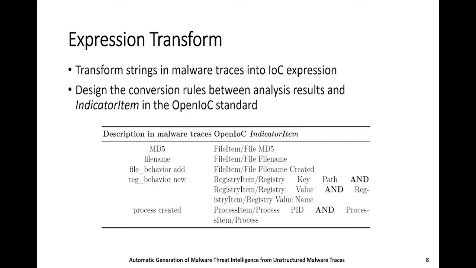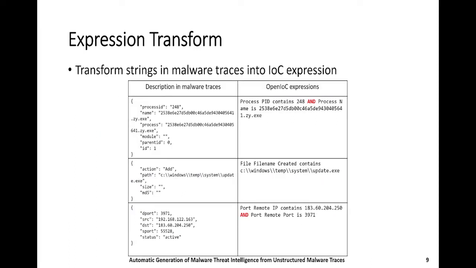In order to generate structured IOC, we first transform strings and sample analysis results into IOC expressions. We design the conversion rules between the descriptions in malware traces and indicator items in the open IOC standard. For every analysis result in malware traces, we search for the corresponding indicator item, and then use its content to fill the value field. Here are some examples of the transformation.